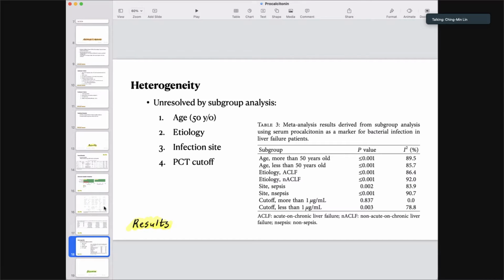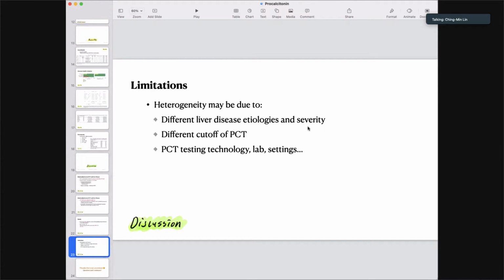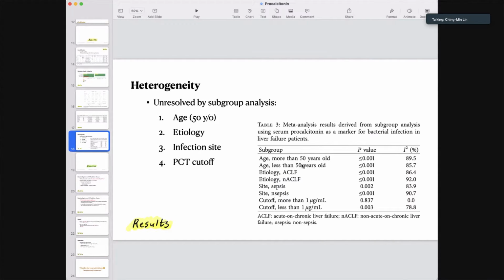So I think that, as the author would suggest, the heterogeneity may be due to other possible factors, but not these factors listed here, like age with the cutoff of 50, like the etiology with acute on chronic ones or non-acute on chronic ones of liver failures. But they didn't discuss furthermore different etiologies and different sites of infections and so on.